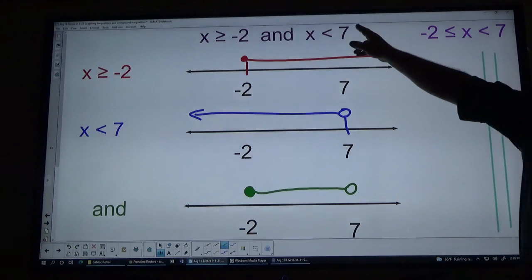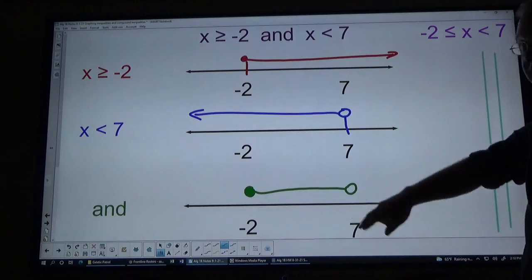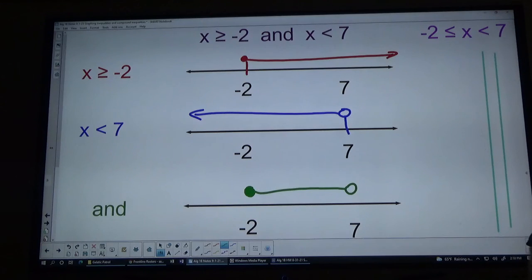This is represented here, so is this. And that is all there is to it.